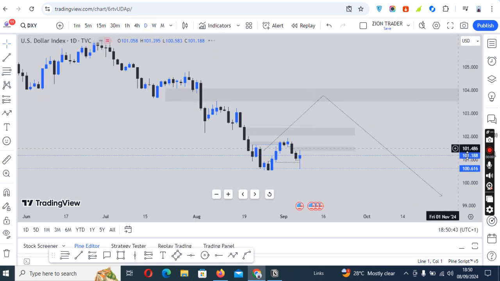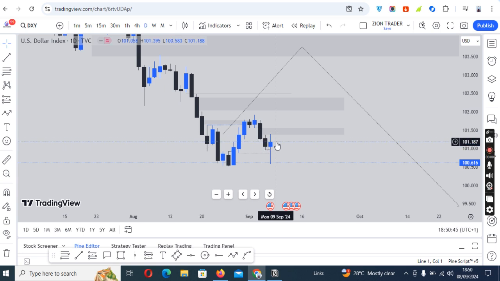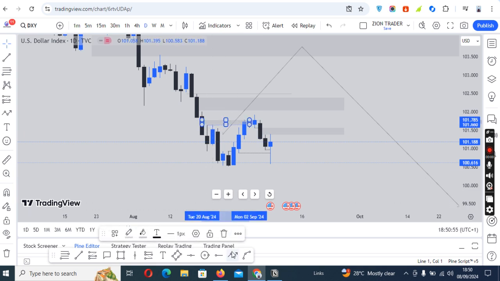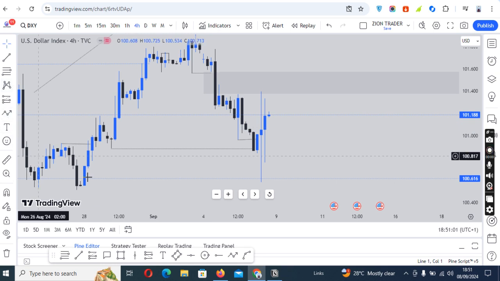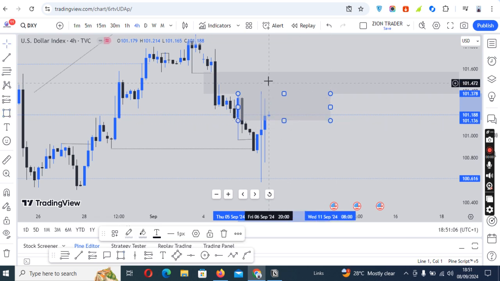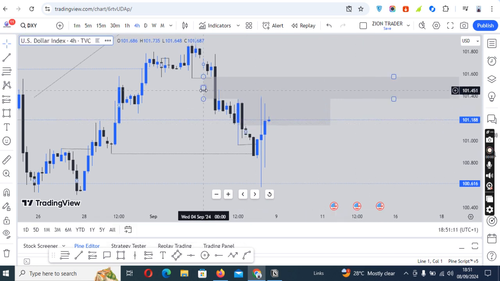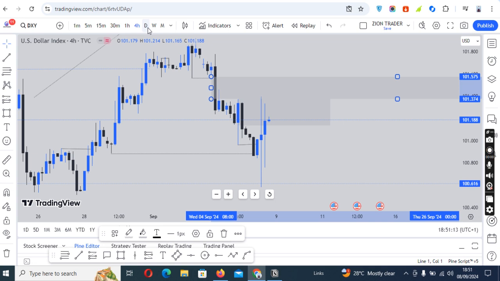So two things here for the dollar, guys. This sell, I'm still expecting this sell to continue. However, if this fair value gap here is violated, then we should start looking for buys, right? But as it is right now, the structure is still very bearish, so we still keep looking for sells. But immediately we see this fair value gap violated on the daily time frame, boom, we start taking buys trade on the dollar index.